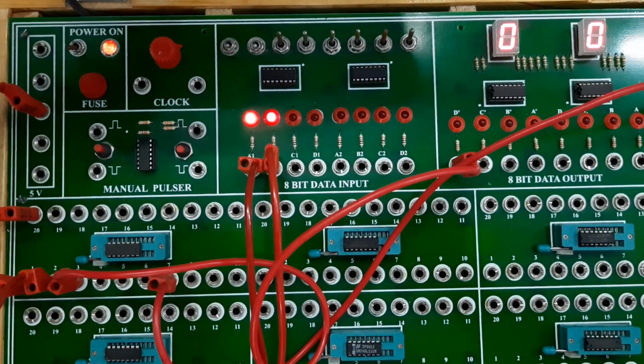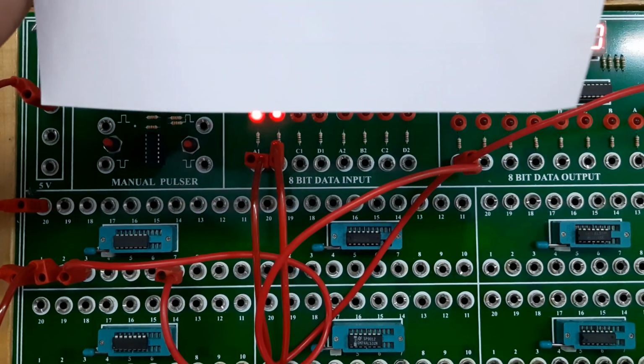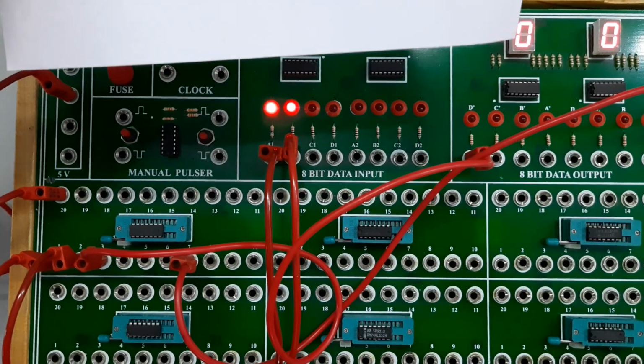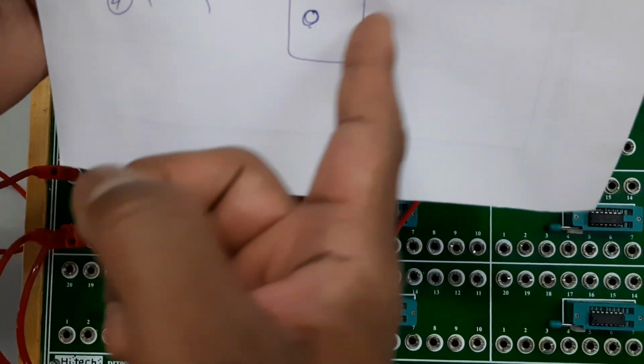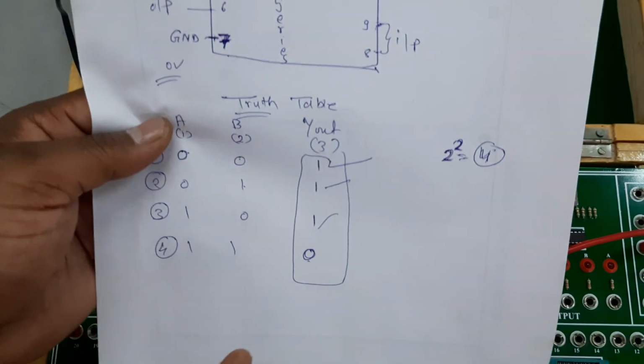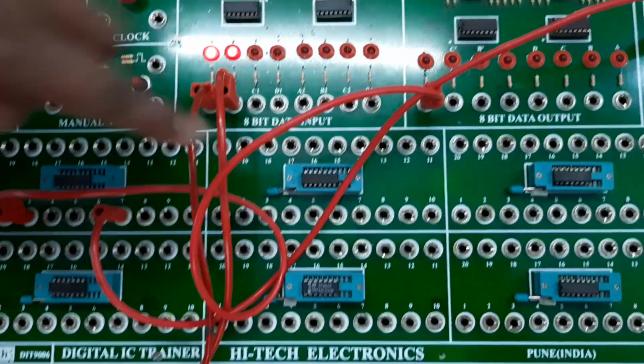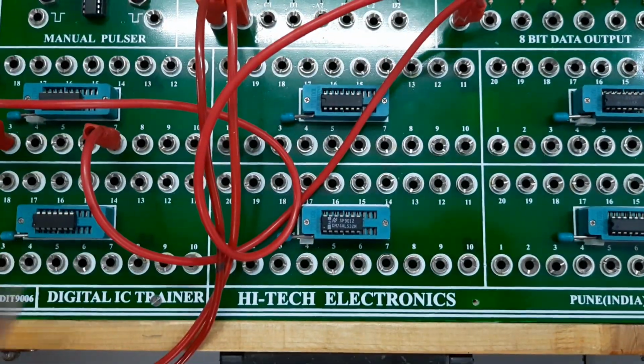So likewise you can verify the truth table for any particular gate, right? If the gate is given, you can verify the truth table, or by verifying the truth table we can also identify the gate. Likewise, for any socket you can check it and do it.